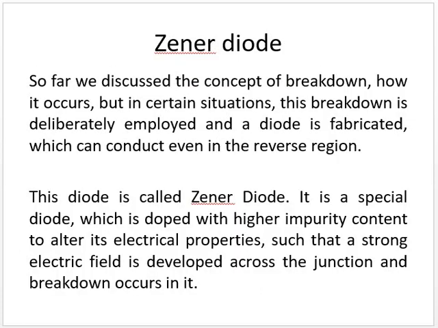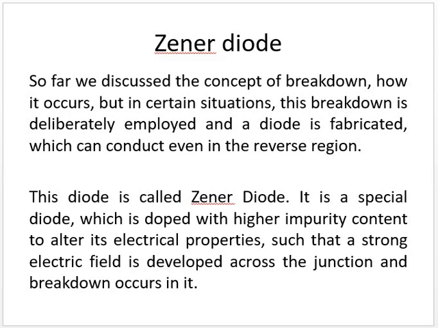So far whatever we have learned, it is understood that breakdown is an undesirable mechanism. We don't want the breakdown process to happen because it may permanently damage the device. But in certain situations, we deliberately employ this breakdown mechanism in a diode. We fabricate a diode in such a way that it would conduct in the reverse region. And such diodes which are designed to work in the reverse region are called Zener diodes. A Zener diode is a special diode that conducts in the reverse region, and it will not be permanently damaged.